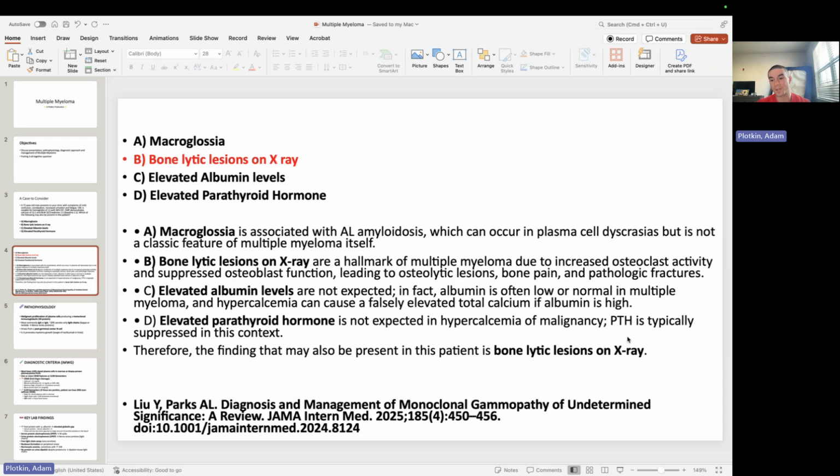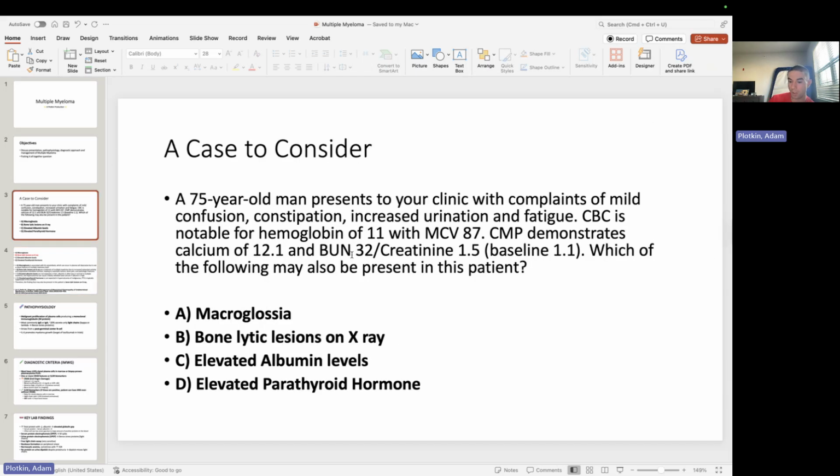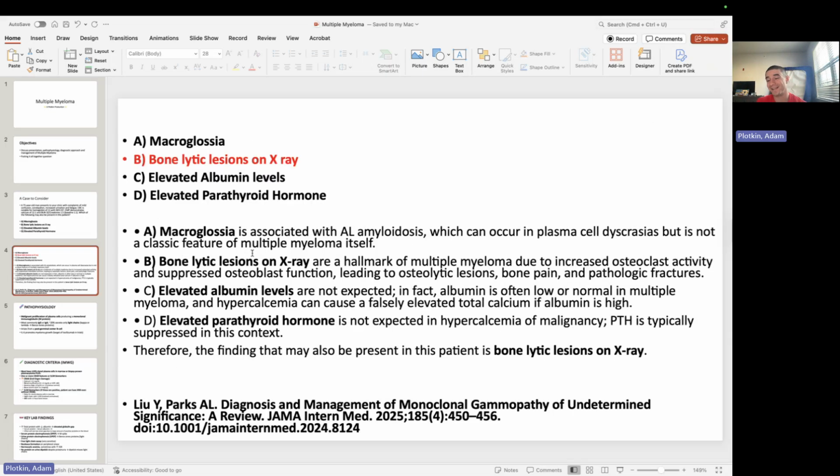But the big things I want you to get out of this is being able to recognize common symptoms of multiple myeloma. So the CRAB mnemonic, our classic age, right? They're usually older men or women. Knowing that macroglossia can occur in multiple myeloma, but it's not super common. It's usually secondary to amyloidosis.